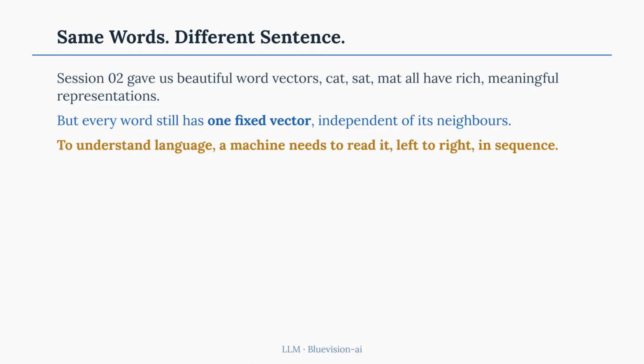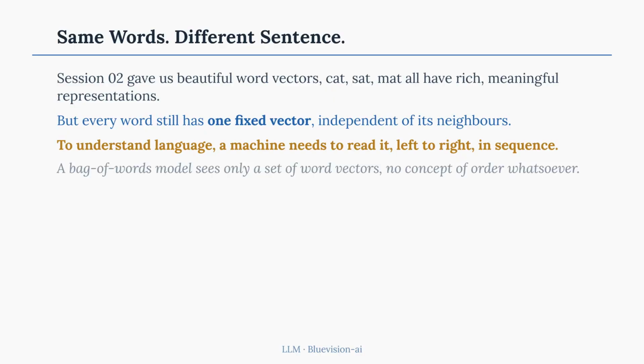To understand language, a machine needs to read it, left to right, in sequence. Not just know what the words mean in isolation, but process them in order, building up meaning as it goes. A bag of words model literally ignores order entirely. It sees only a set of word vectors and combines them. And the cat sat on the mat, and the mat sat on the cat look identical. That's the core problem we're solving today.